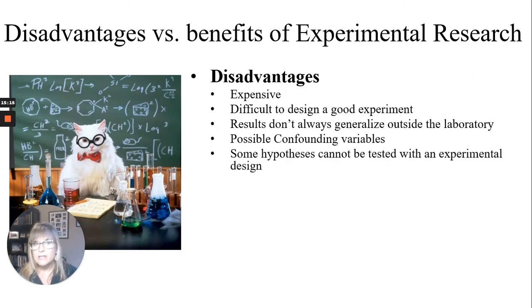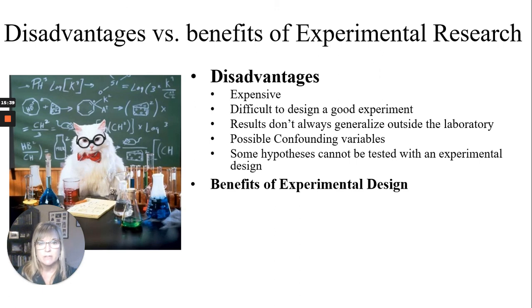So there are disadvantages and advantages to experimental research. First of all, it's expensive. It's difficult to design a good experiment and plan for all those confounding variables. And sometimes the results don't always generalize outside the laboratory. And there are lots of things that we can't really test with an experimental design as well. A lot of concepts in psychology that we can't test with an experimental design.